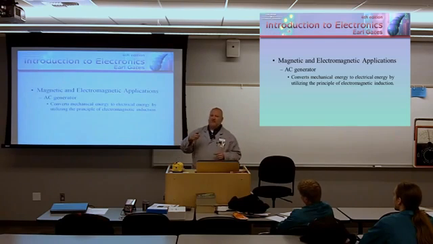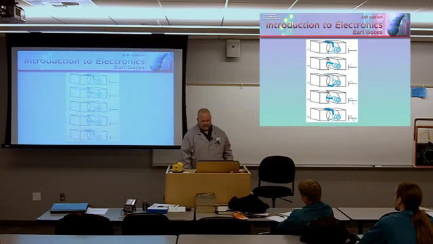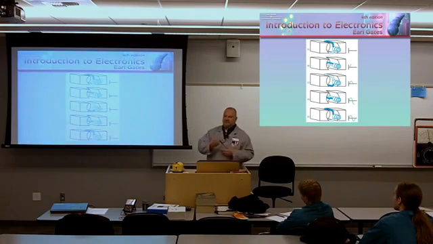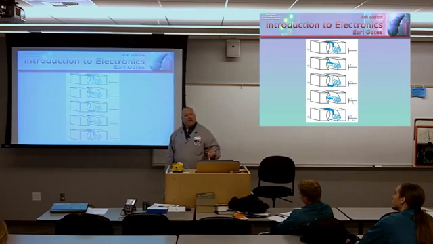But the key here is by turning that shaft, we generate AC electricity with an AC generator. This is how an AC generator works. And the thing that I want to point out to you here is that these are the magnets. And these magnets could be permanent or they could be electromagnets.